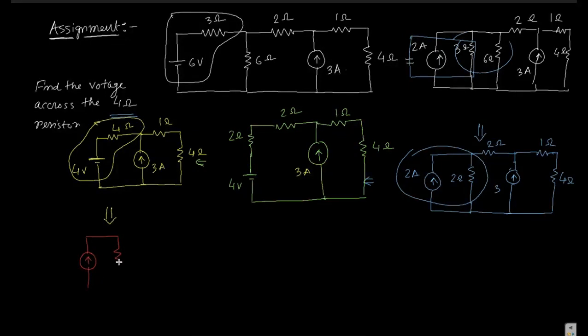Now that 4 ohm is connected in parallel with that 1 ampere. So 4 ohm, this is 1 ampere, this is 4 ohm, then this is 3 ampere, and it becomes 1 ohm and 4 ohm intact, because we have to find the voltage across 4 ohm. It means that we should equivalently transform the circuit into a single battery.